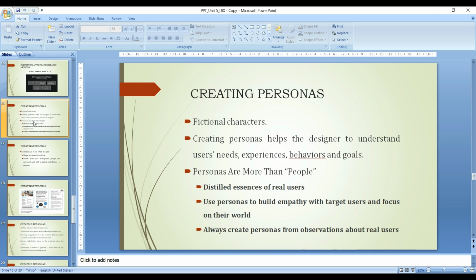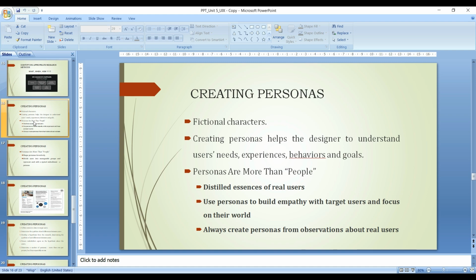While creating personas, it helps the designer understand the user's needs, experience, behaviors, and goals. All these things will be there in our resume, right? So imagine your resume, and come to the topic of creating a persona. Personas are more than people. As I said before, before visualizing me, before seeing me, they are seeing my resume, so they have to understand who I am. More than a person, it should cover all the things on the paper. We are going to send our resume in paper format, or as a soft copy, right?